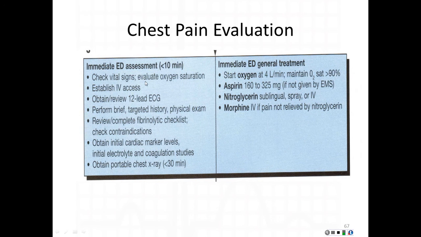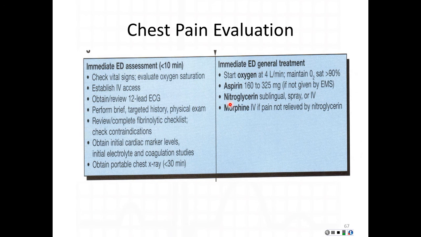You've got to have IV access. I really want to make sure I have IV access before I give nitroglycerin, because nitroglycerin is a vasodilator and is going to cause the patient's blood pressure to drop. If it drops too much, then I've got IV access to bolus that patient and take care of that. Again, the EKG is very important, as is a targeted history. And we'll talk about the fibrinolytic checklist as we go along. All of this is being done at the same time.